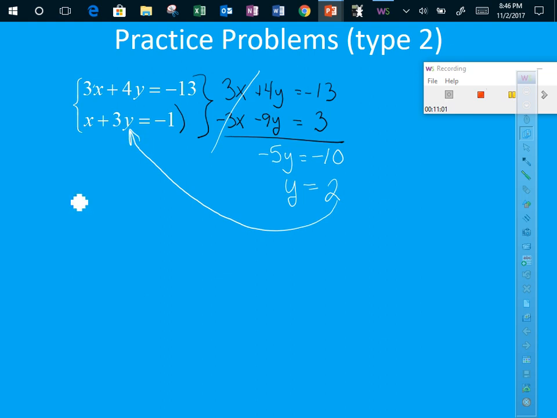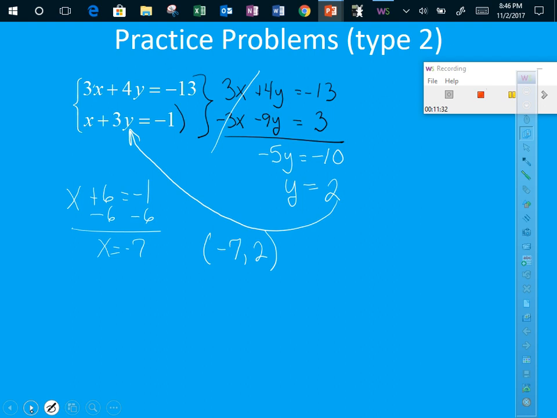What are you left with? x. Positive 3 times 2 is positive 6 equal negative 1. Solve that thing for x. Subtract 6 and get negative 7. My solution set, negative 7, 2. Negative 7, 2. Okay?